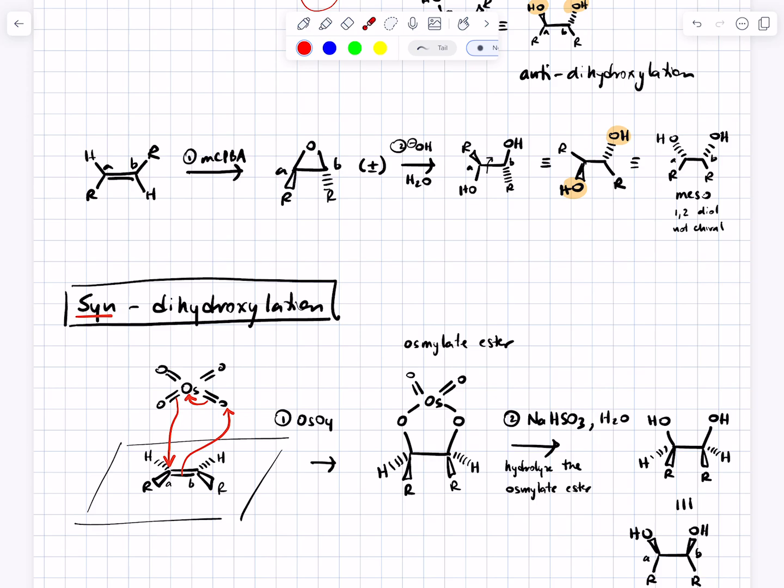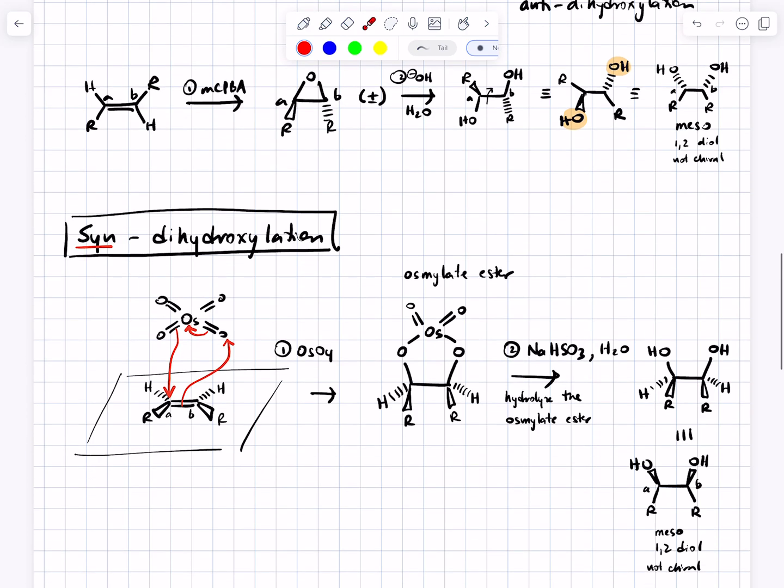Well, there are a couple of different ways that I could envision framing the question, but if this was the starting material and this was the product, then the answer's clear. There's only one answer, right? You have to use anti-dihydroxylation. If, in contrast, this is the product and the cis alkene is the starting material, then you have to use syn dihydroxylation.